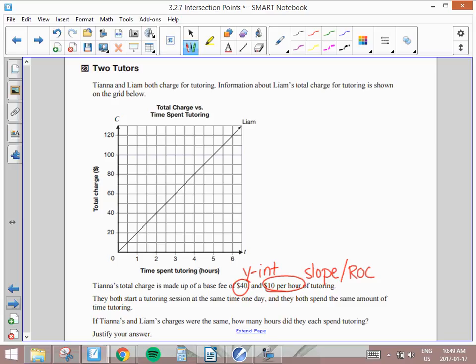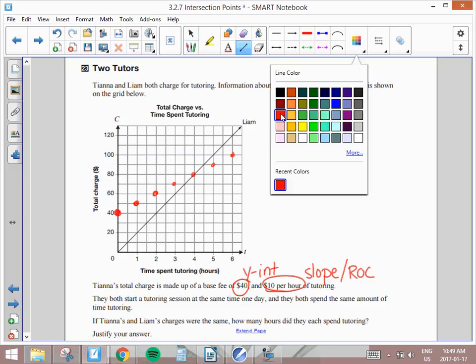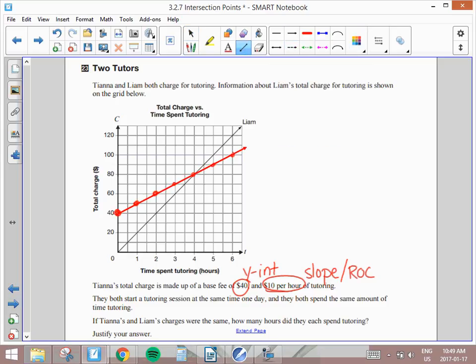So I'm going to add Tiana's line to the grid. I know that her y-intercept is $40, so I'll put a point there, and then I'll use my slope to continue the line. It's $10 for every 1 hour. So I'm going to go up $10 and over 1 hour and add a point. And I can just continue that pattern, up $10 and over 1 hour across the grid. Then I can use my line tool or my ruler to connect those points. And I can add Tiana's name so that I know who is who on the graph.